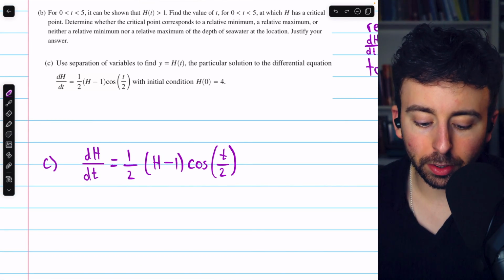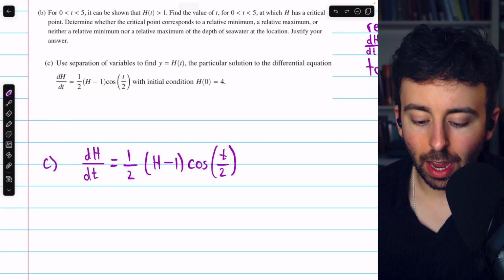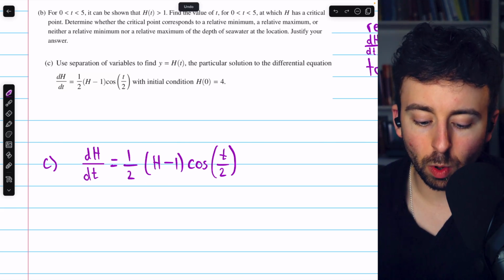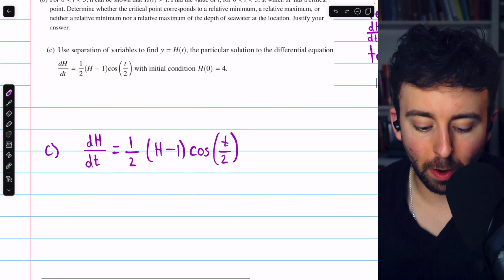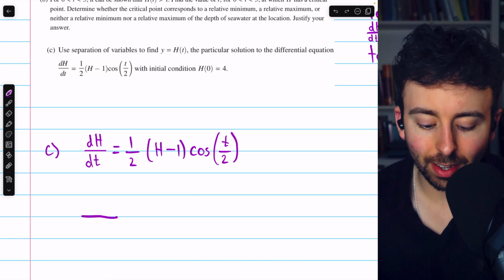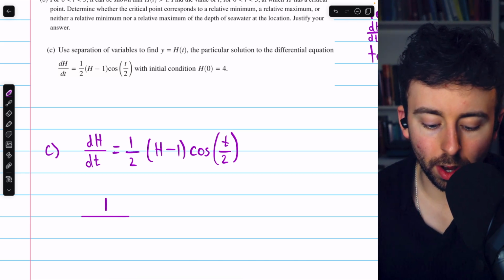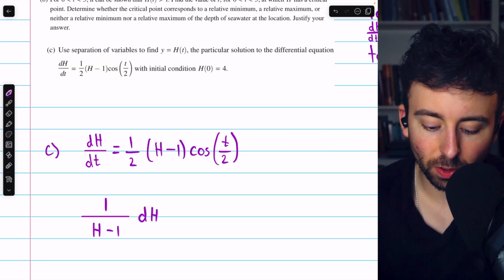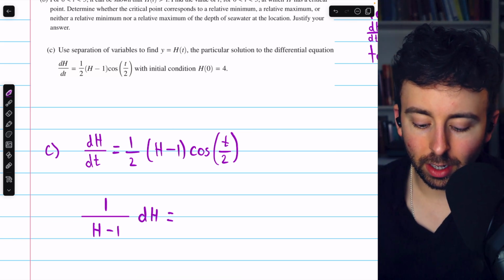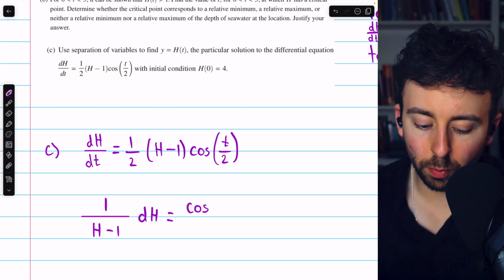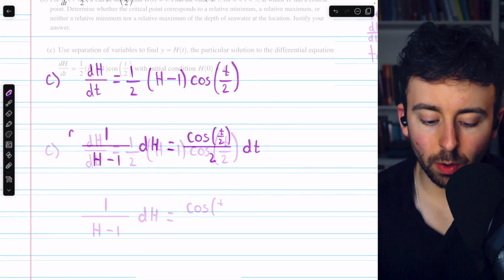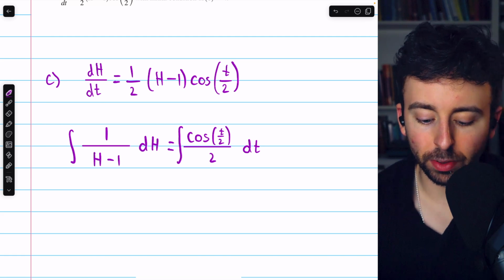Let's go ahead and multiply both sides by dt and divide both sides by h minus 1 in order to separate the variables. Then on the left side, we're going to have 1 over h minus 1 dh. And on the right side, we're going to have cosine of t over 2 dt. Now we can go ahead and integrate both sides.